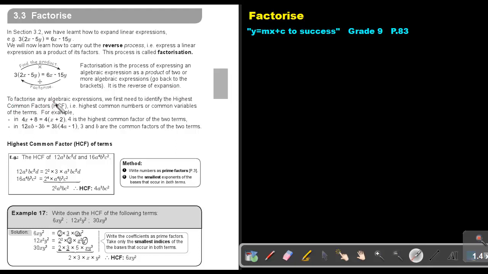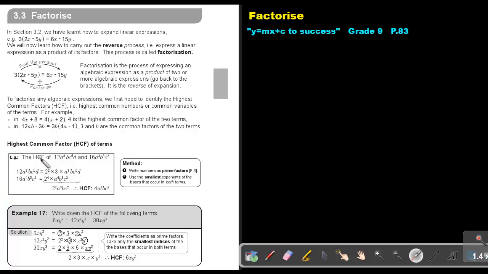So to factorize any algebraic expression, we first need to identify the highest common factor, the highest common number or common variables of the terms. For example, if it's 4x plus 8, then 4 will be the highest common factor of the 2 terms. If it's 12ab minus 3b, then 3 and b are the common factors of the 2 terms, the highest common factor. Okay, so let's first revise highest common factor.